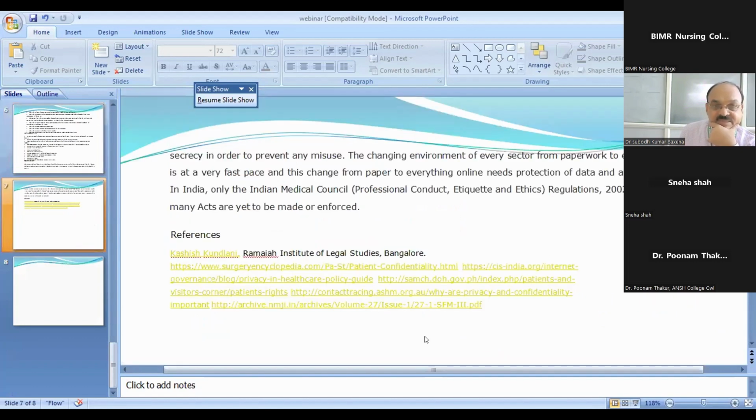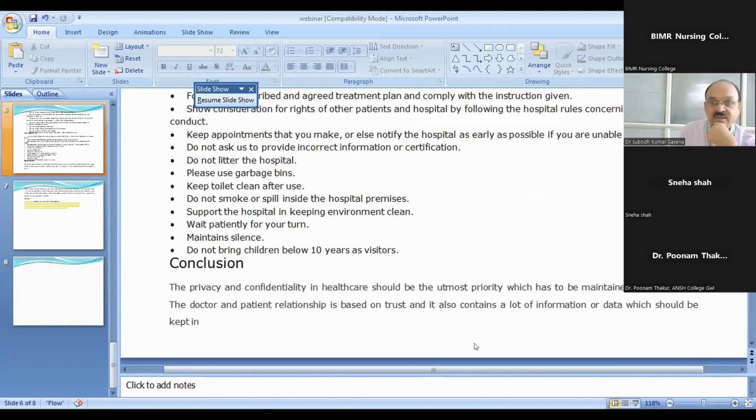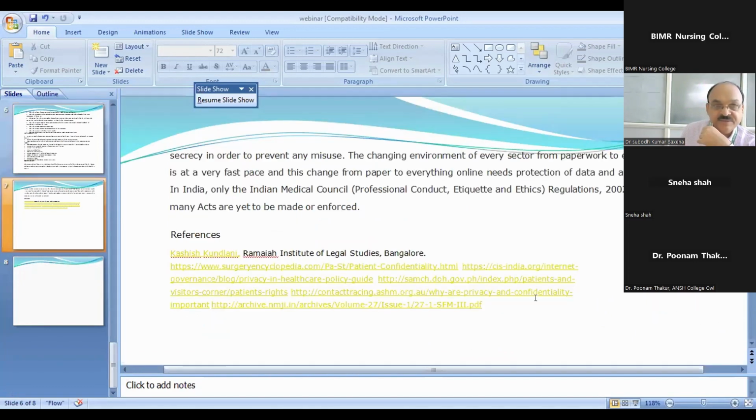The doctor and patient relationship is based on trust, and it also contains a lot of information or data which should be kept secret in order to prevent any misuse. The changing environment of every sector from paperwork to electronic records is happening at a very fast pace, and this change from paper to everything online needs protection of data and complete watch in India.